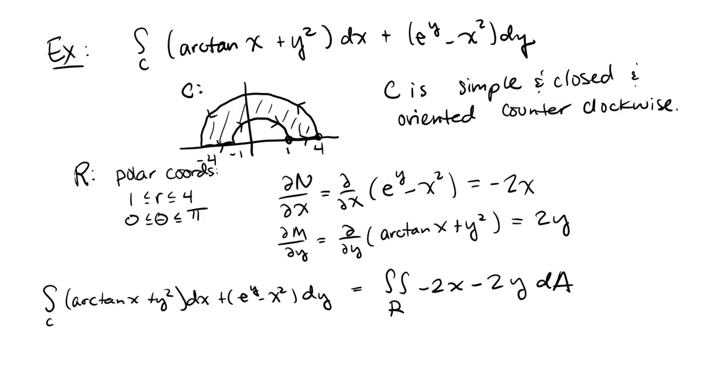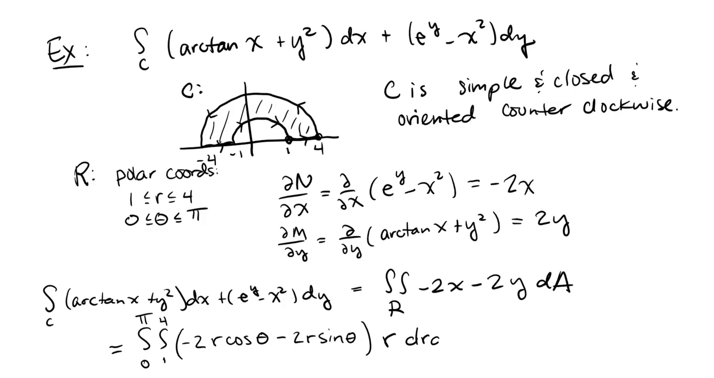Now, this is a fairly simple integral, especially if we convert it to polar coordinates. So switching that all the way to polar, we would have the integral from 0 to pi, and then 1 to 4. We'd have -2x, which we replace with r cosine theta. We'd have minus 2y, which we replace with r sine theta. And then remember, to switch to polar, we end up with an r dr d theta. And we're going to be able to do this integral not too bad here.